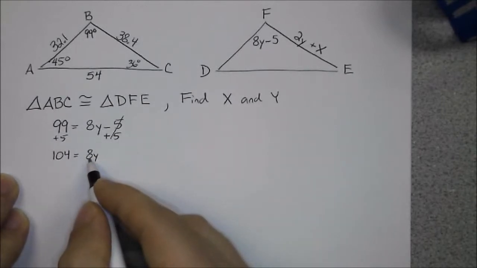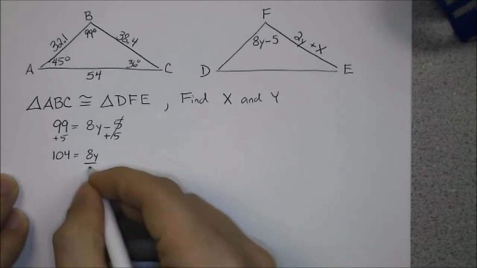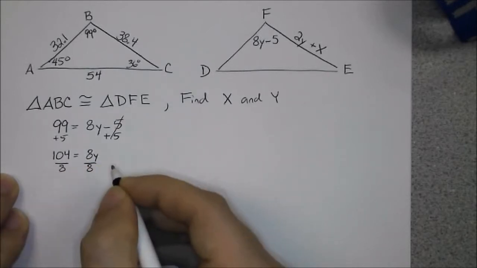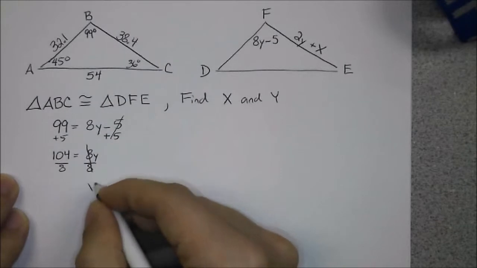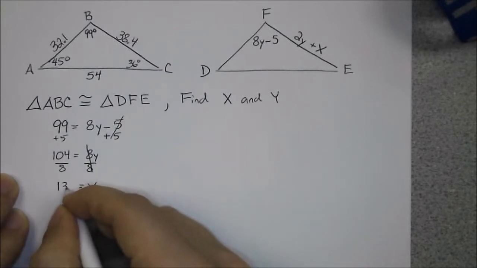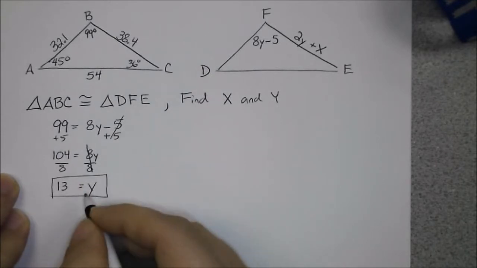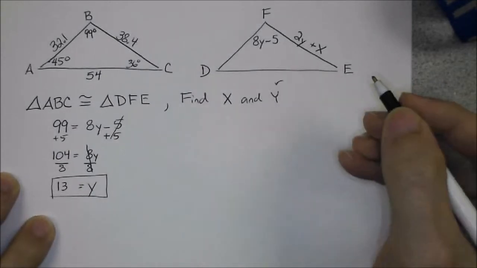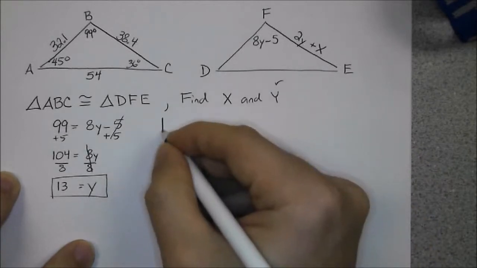Now, y is being multiplied by 8. The opposite of multiplication is division, so I'm going to divide by 8 on both sides to get rid of that coefficient. I've got y right here, and y is going to equal 13. So now I've got this one done. I can check it off.